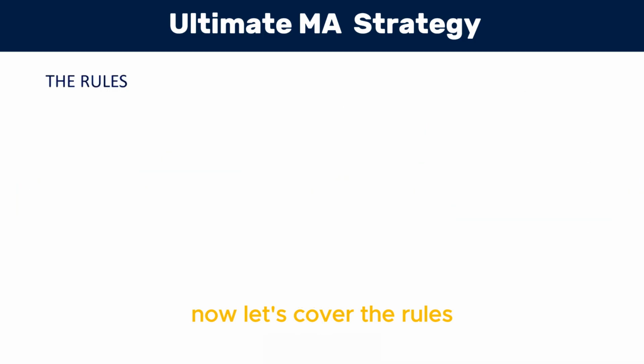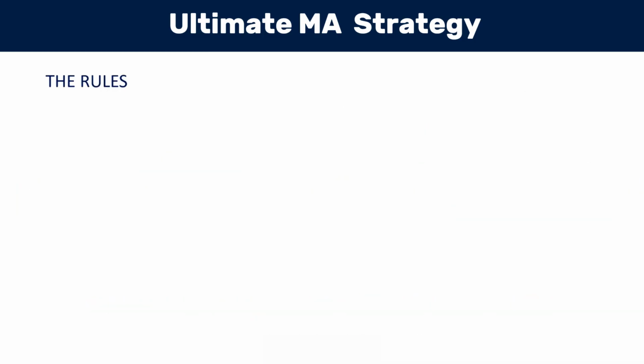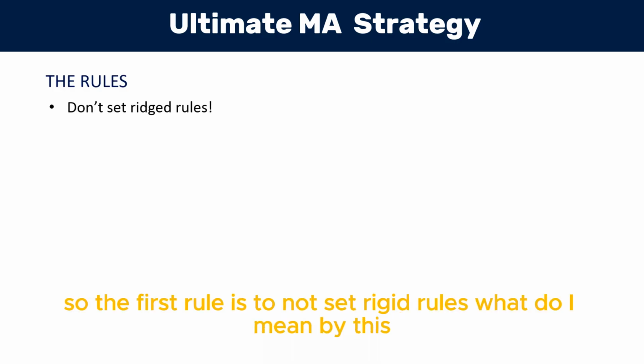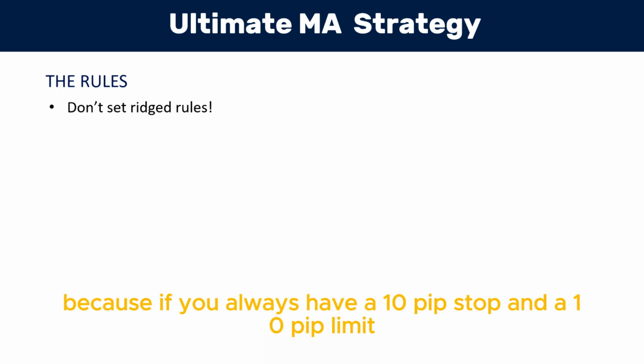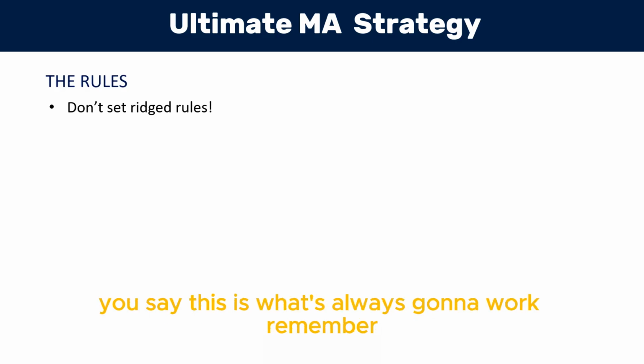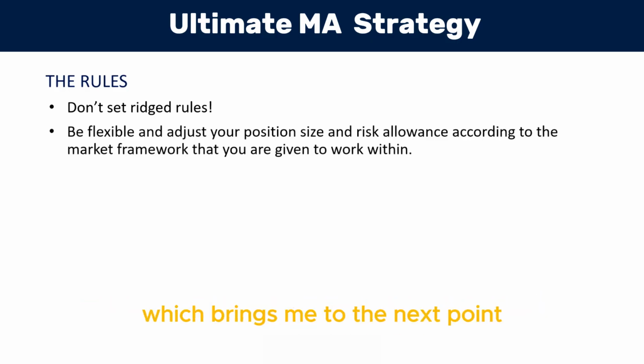Now let's cover the rules, because no strategy is complete without some really hard to execute rules. Just kidding. So, the first rule is to not set rigid rules. What do I mean by this? You don't want to set hard stop loss and take profit rules, because if you always have a 10 pip stop and a 10 pip limit, or 20 pip stop and a 20 pip limit, and you say this is what's always going to work, remember the market cycles are going to change, and those stop loss levels are going to have to adapt with the market, which brings me to the next point.